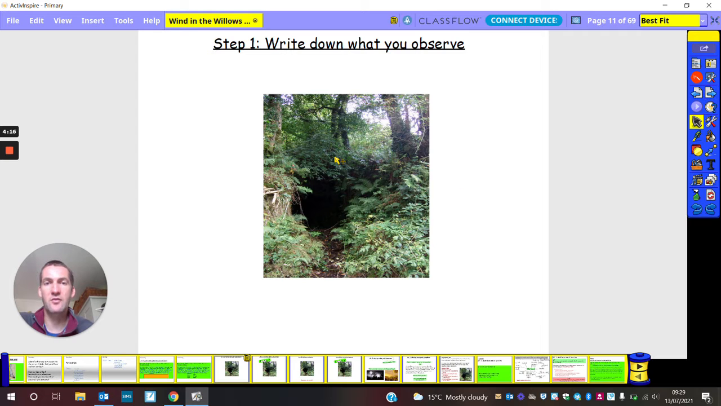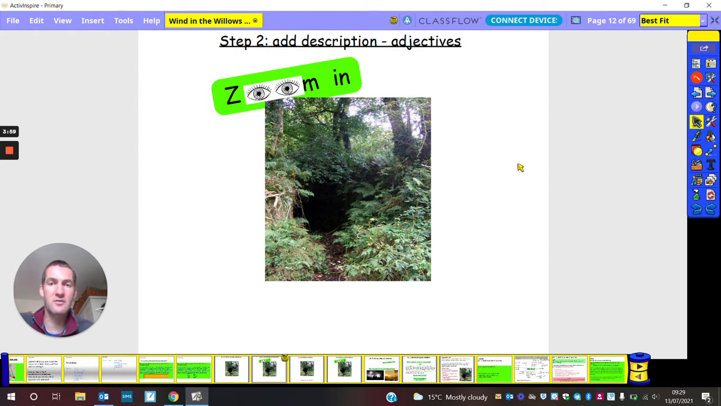So what I'd like you to do is focus on this picture here of the Wild Wood, all right? And I want you to write down all the things that you can see about it, anything. So it might be about the leaves, the ground, the trees, the light coming through here, anything that you can think about. Just write any ideas down that you've got. And then look even closer, really zoom in on particular bits.